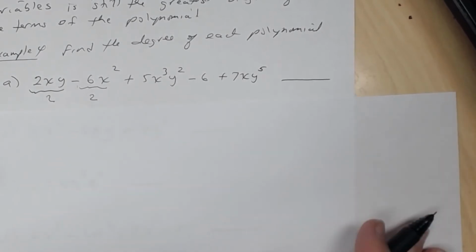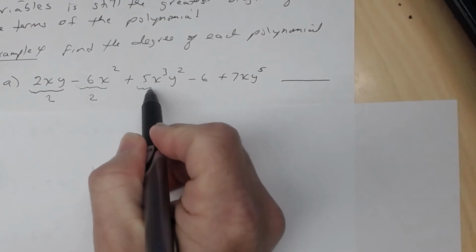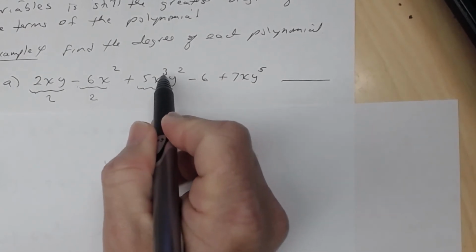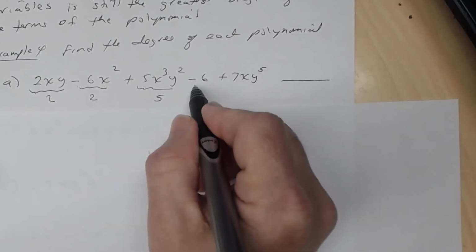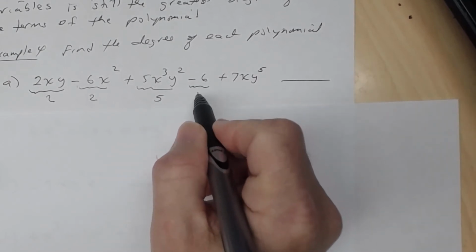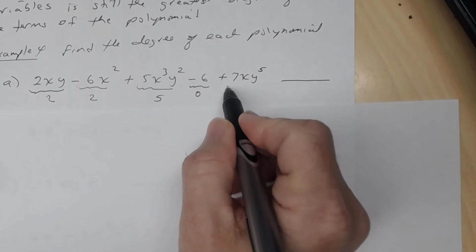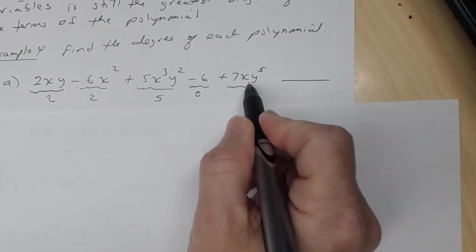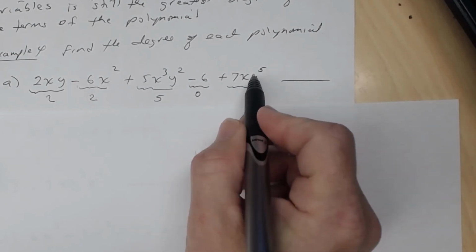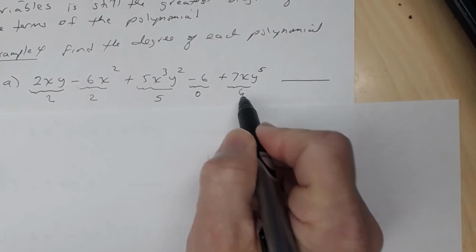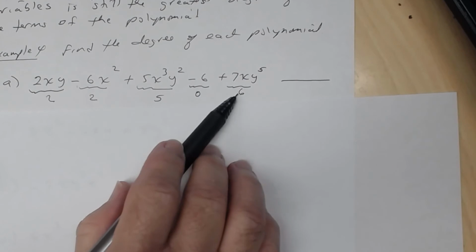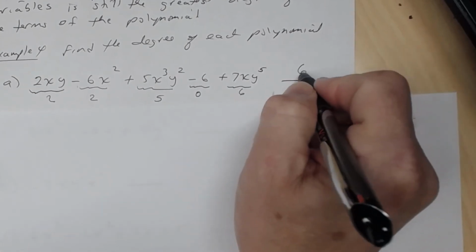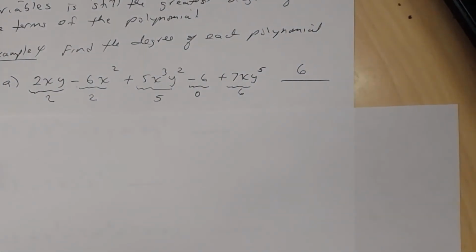Here, the term is 5x cubed y squared. There are two variables. The exponents are 3 plus 2, which is 5. Here, this is a constant, negative 6. The degree is 0. Here, 7xy to the fifth, so the degree is 1 plus 5, which is 6. And then you look at all the degrees: 2, 2, 5, 0, 6. The largest is 6. So that's the degree of the polynomial. That's how simple it is.